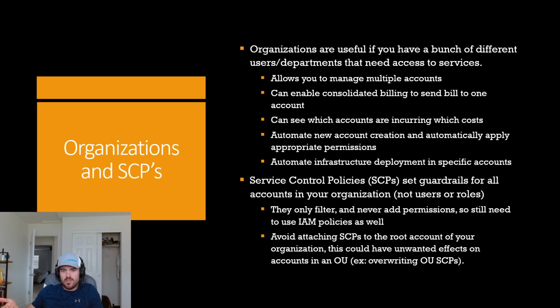But then, you can see which accounts are incurring which costs, because each account is just going to send its bill up to this root account. Okay, and then that root account sees the bill from all these other accounts. All right. But then that one account pays for everything. Okay. You can automate new account creation and then automatically apply the appropriate permissions within AWS Organizations.